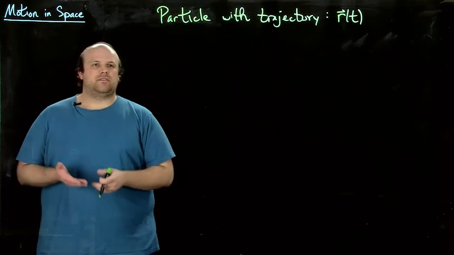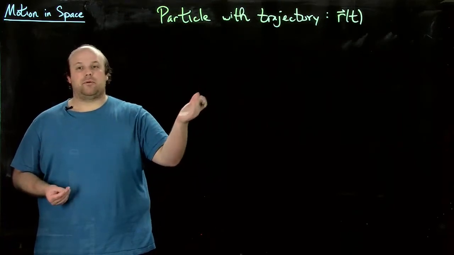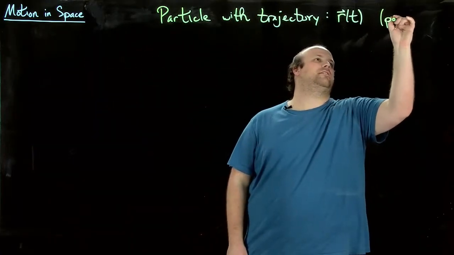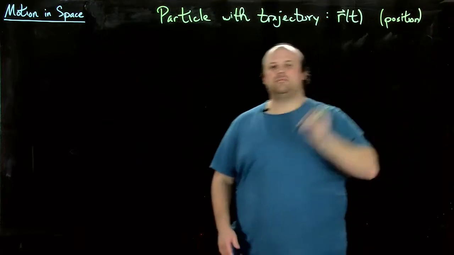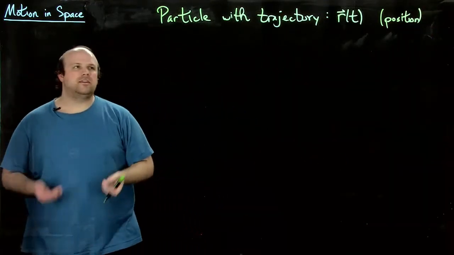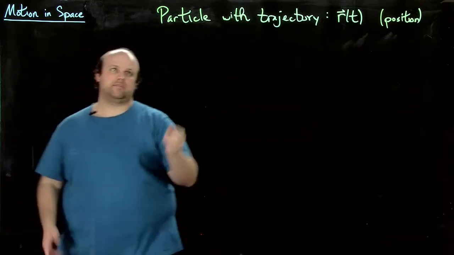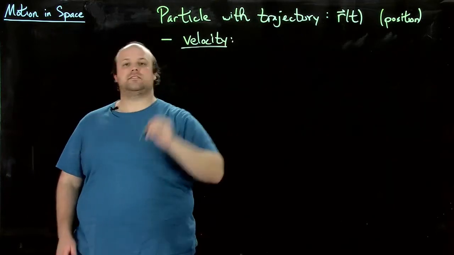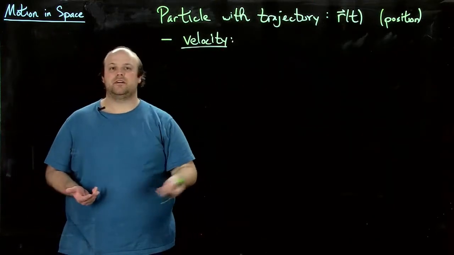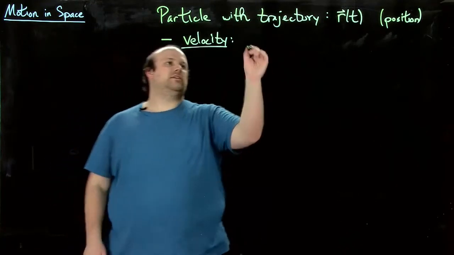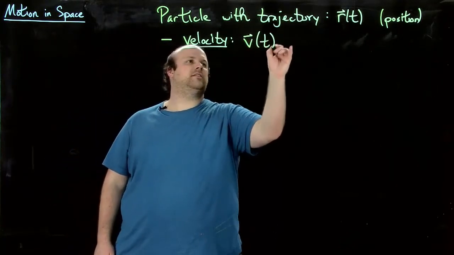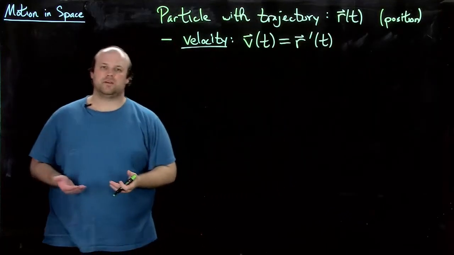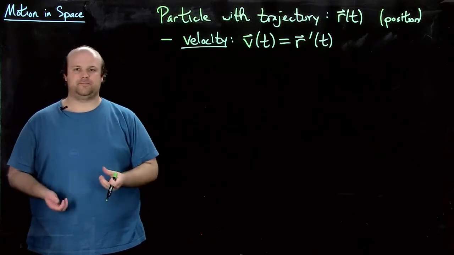Okay, so a few things we usually care about for a particle other than just its position. So let's put over here position, since this is the position function of the particle. Other things we care about are the velocity, for example. Right? So the velocity of the particle is just the derivative of the position function. So let's call that v of t, and this is just r prime of t. Okay? Again, just the derivative of the position.